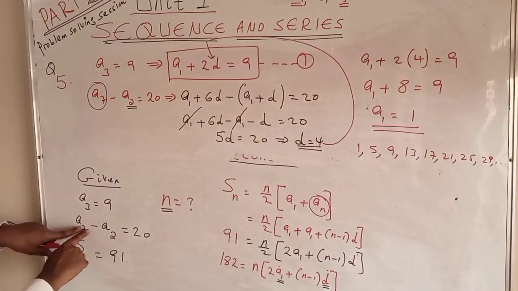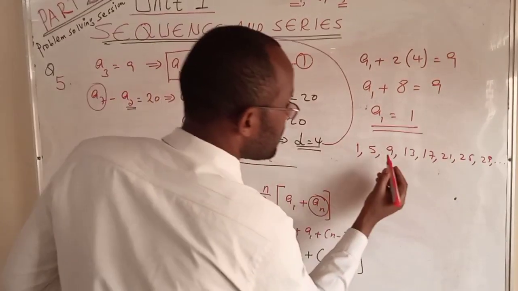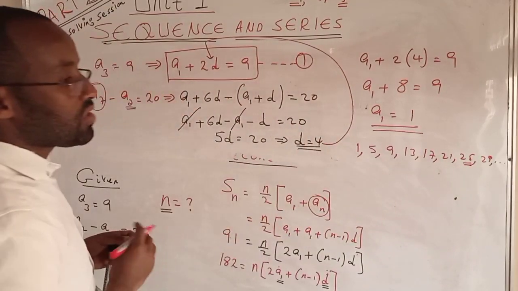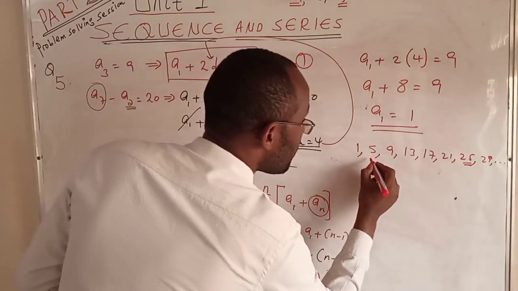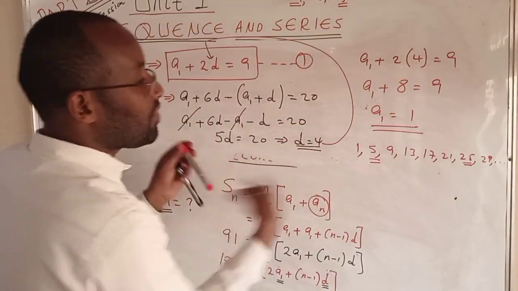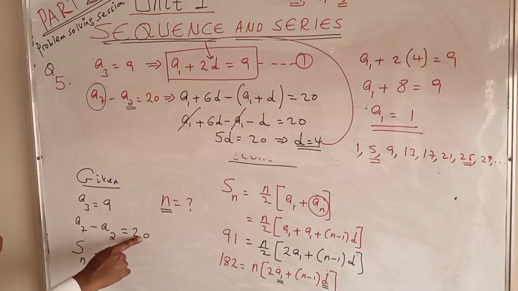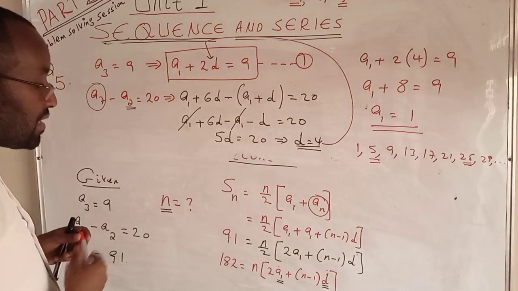Then the difference between the seventh and the second term. What is our seventh term? Look at this. This is our seventh term. 25 is our seventh term. And the second term is here, 5. Now if we subtract 5 from 25, 25 minus 5 equals what? 20. Exactly.